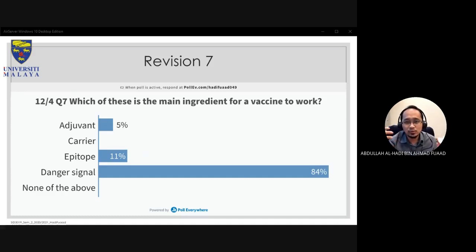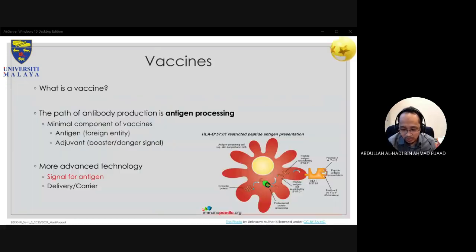Okay, so which of these is the main ingredient for a vaccine to work? To answer this question, you need to understand what each individual component actually is. You need to remember what is an adjuvant, what is a carrier, what is an epitope, and what is a danger signal. And if you don't remember any of that, the fifth option to confuse you is none of the above.